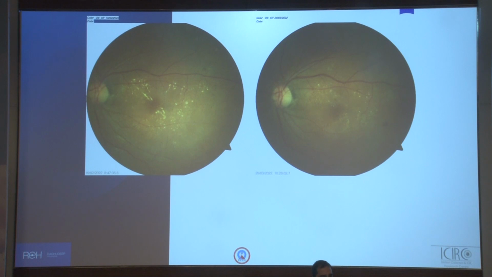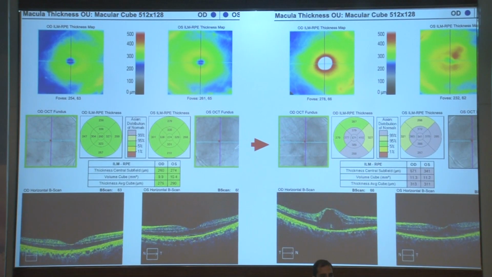This patient was further subjected to some focal and grid laser. The left is the pre-operative fundus photo, and the right is after the focal laser, and we can see a beautiful resolution of the hard exudates, and to our surprise, the patient has not had a recurrence after this focal laser. So this is an interesting case.